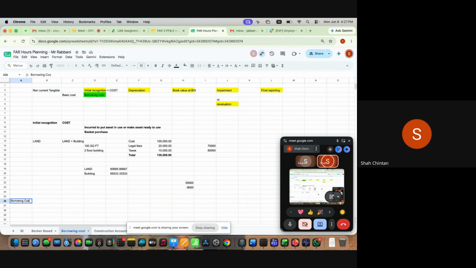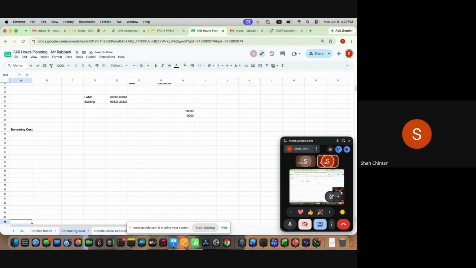So borrowing cost says that if you have acquired a property, let's say either purchased a property or constructed the property. So either you purchase or construct a property by taking a loan. So whatever interest is paid can be capitalized till the time the asset is put to use. So let's build an example.